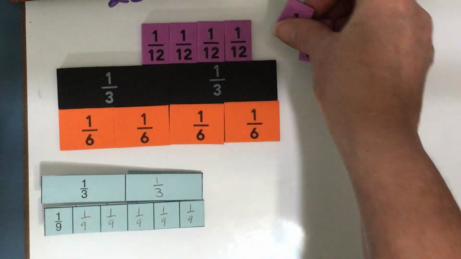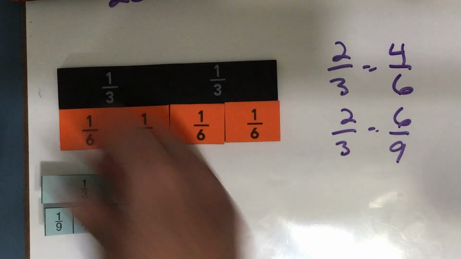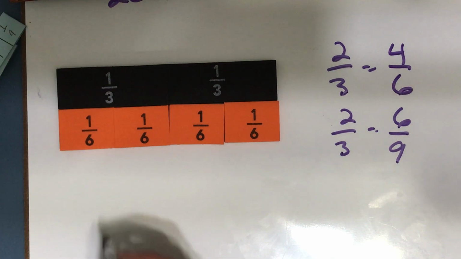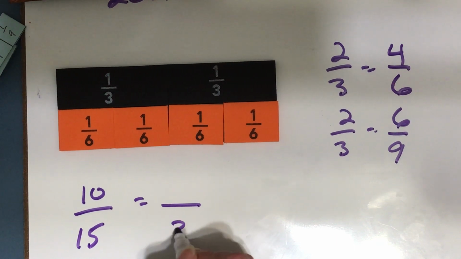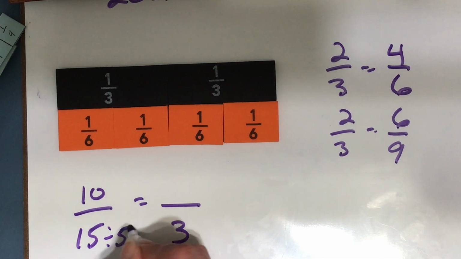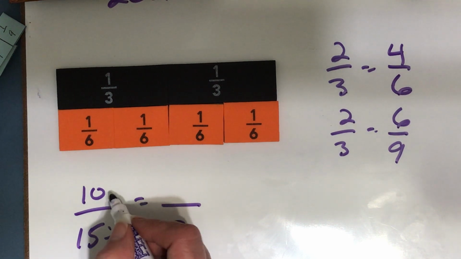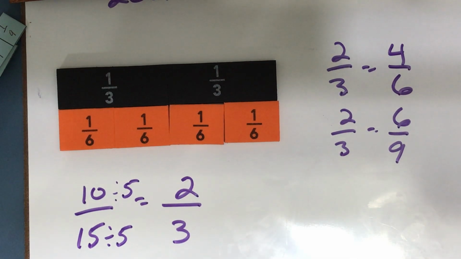Well, I don't have 15ths on my fraction strips or on these fraction pieces. So I'm going to have to do it this way. I'm going to have to write down 10/15. And I want to see if it equals 2/3. So I'm going to think. 15 divided by what equals 3? Well, 15 divided by 5 equals 3. So I know that I also have to divide my numerator by the same number to get an equivalent fraction. 10 divided by 5 equals 2. So yes, 2/3 is equivalent to 10/15.